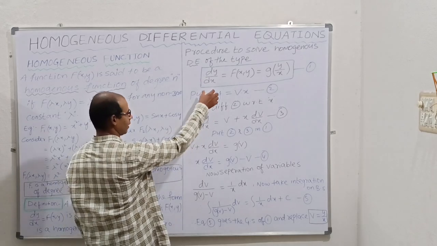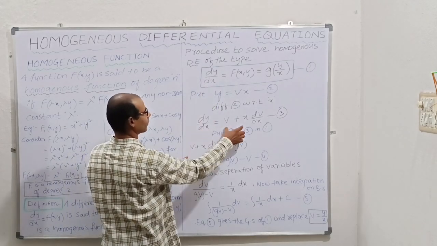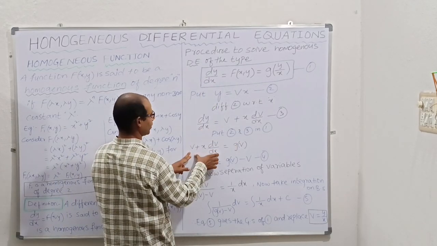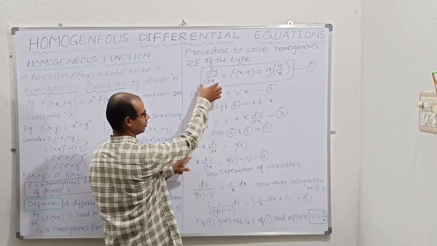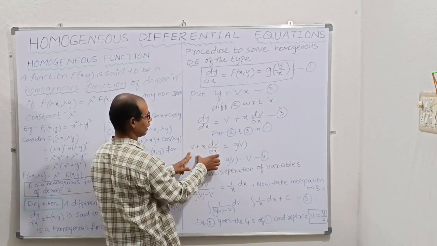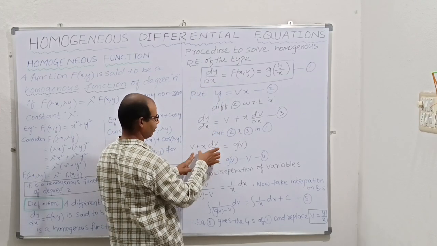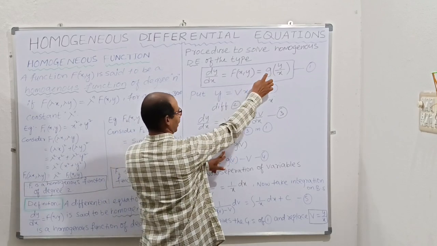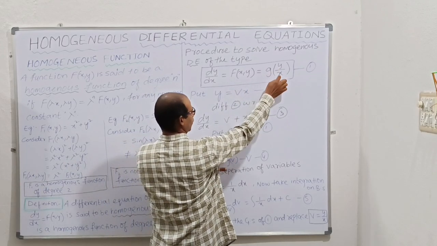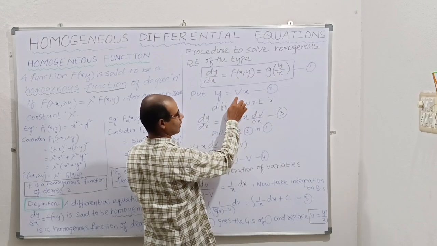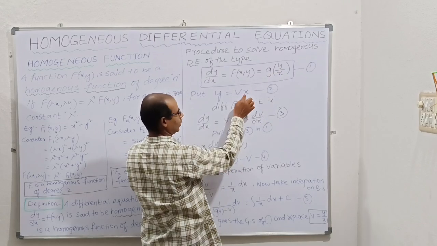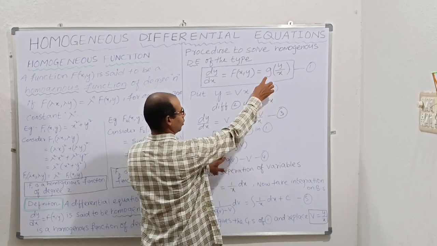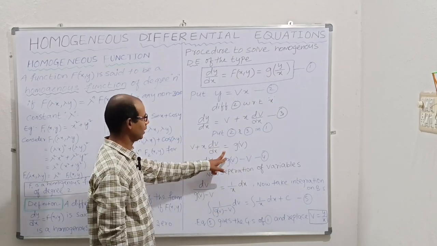ठीक है. सो dy by dx क्या होगा? फ्रॉम 3 dy by dx is equals to v plus x into dv by dx. dy by dx के बदले में हम लोग v plus x into dv by dx लिखेंगे is equals to g of y upon x. So y upon x क्या होगा? यहाँ से इक्वेशन नंबर 2 से y upon x होगा v. So therefore g of v. Right?